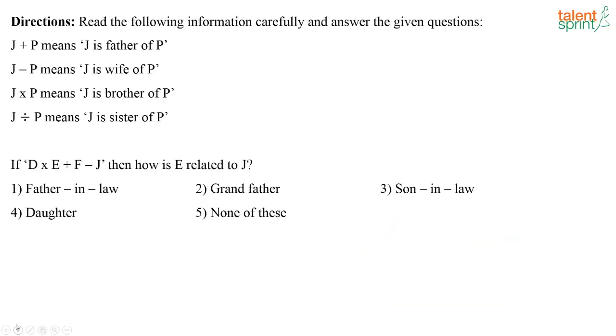The next set of questions are from blood relations. For these questions you can either use the generation gap or gender technique that we use. You can also solve it using the normal way. Whichever is faster, you can follow that method to solve the question. So, what is given here? J plus P means J is the father of P, J minus P means J is the wife of P, J into P means J is the brother of P, and J divided by P means J is the sister of P. Now, the question is, how is E related to J?